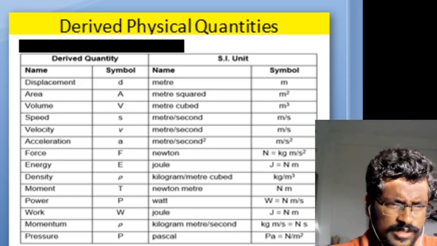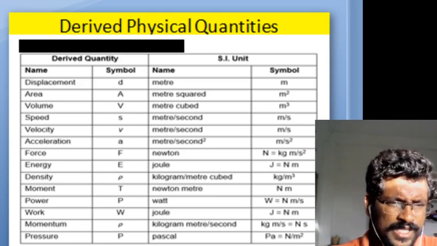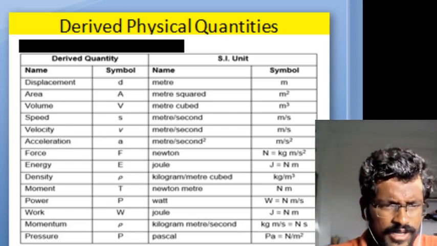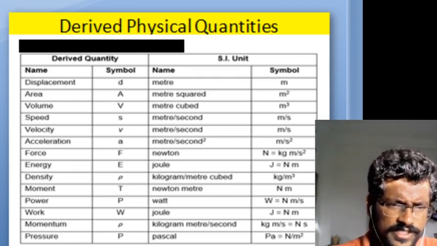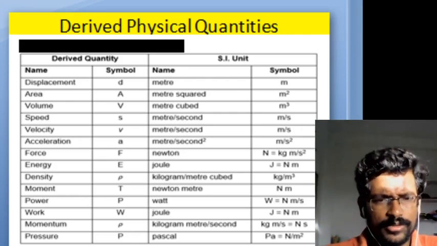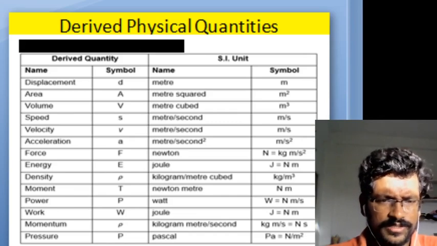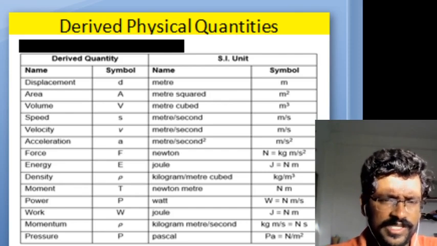Now we are going to discuss pressure. Pressure is denoted by P, defined as force applied per unit area. The SI unit of pressure is Pascal. P equals newton per meter square, because pressure is force by area, and the SI unit of force is newton. These are derived physical quantities. Derived physical quantities are derived from fundamental physical quantities.